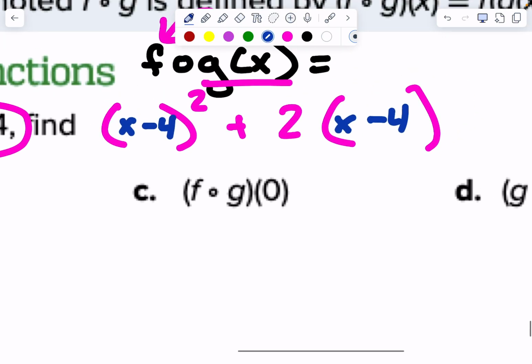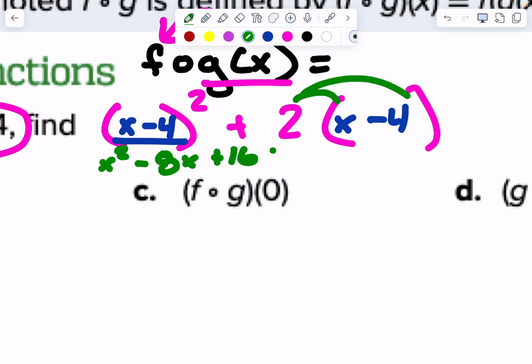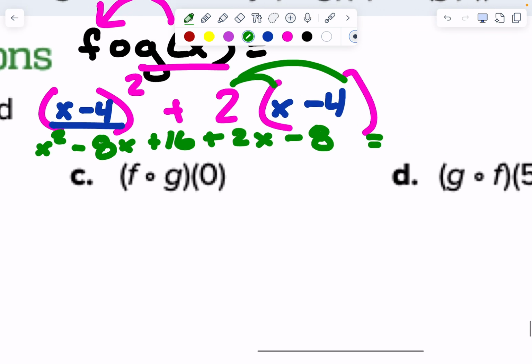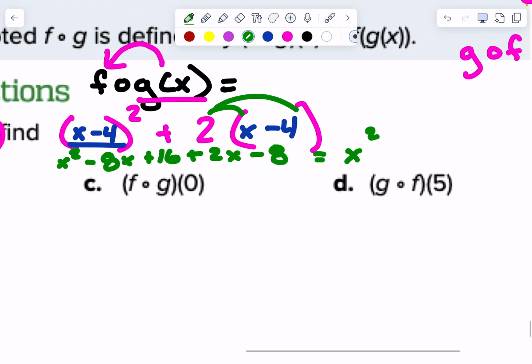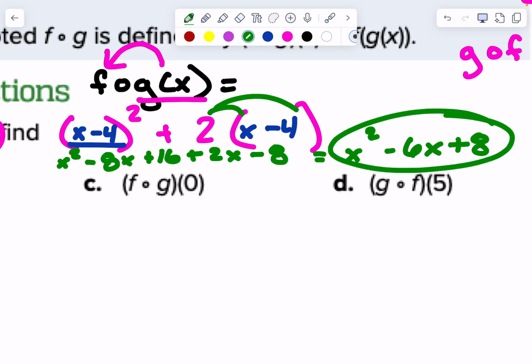If we simplify, do you know what x minus 4 squared is? x squared minus 8x plus 16. If I distribute that through, that's plus 2x minus 8. Then if I simplify the whole thing, that's x squared minus 6x plus 8. That's what f composed of g is.